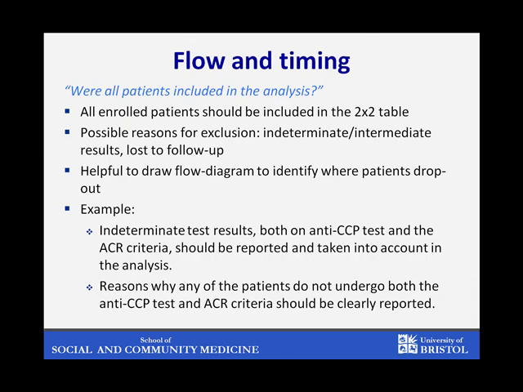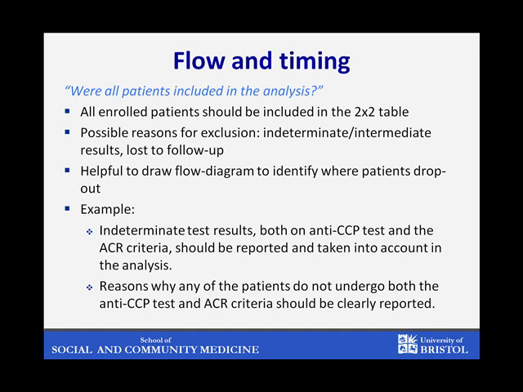What about flow and timing? So this is another important area. When we recruit patients for the index test, it is important in our 2x2 table that we try to account for all patients at the end of the study and that they also appear in all of the columns and rows. Now, that doesn't always happen, and there are a variety of reasons why that may occur.